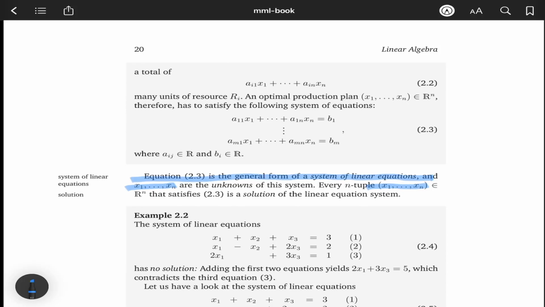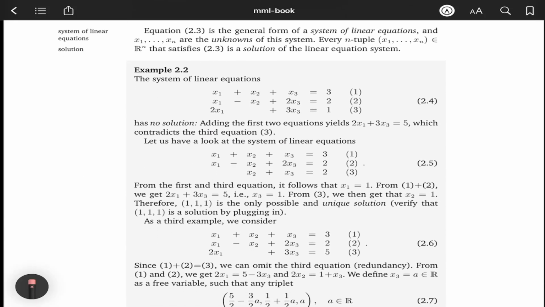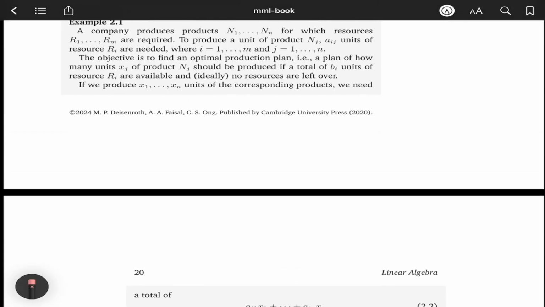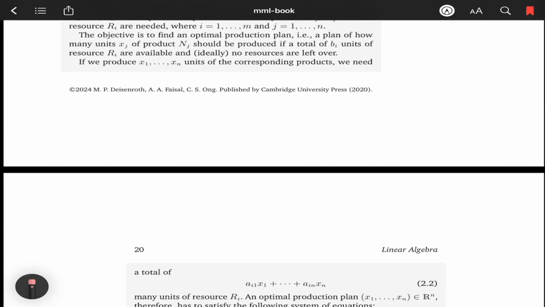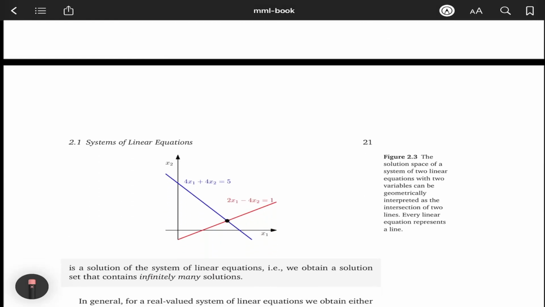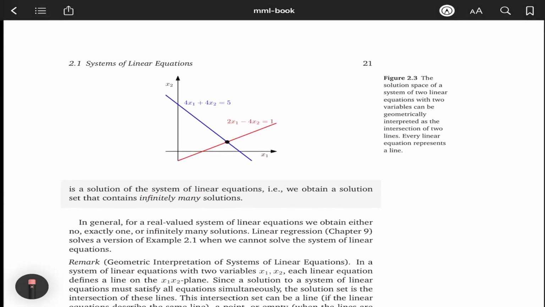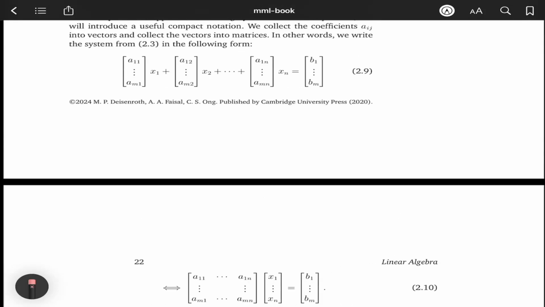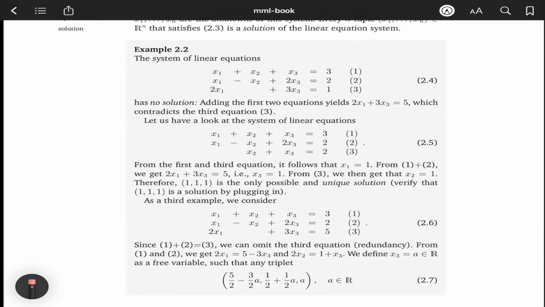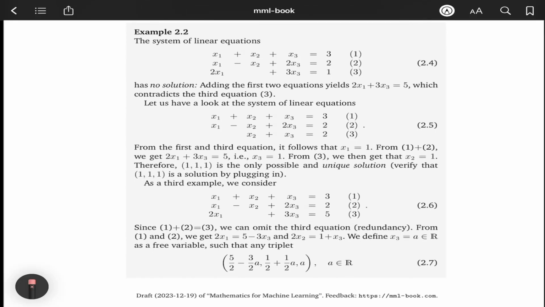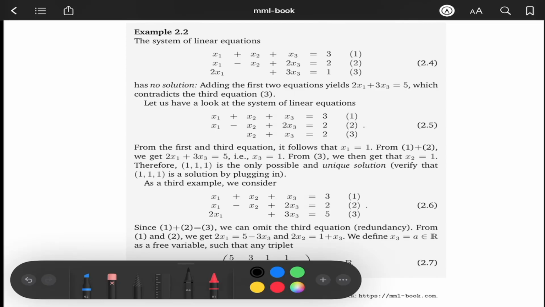Maybe there are 0 solutions. Okay, so here they have an example 2.2. Example 2.1 was quite heavy, to be honest. Now I hope example 2.2 is easier, and then we are almost finished with this chapter. So in example 2.2, the system of linear equations is already given. We have three equations, and three x variables, x1 to x3.